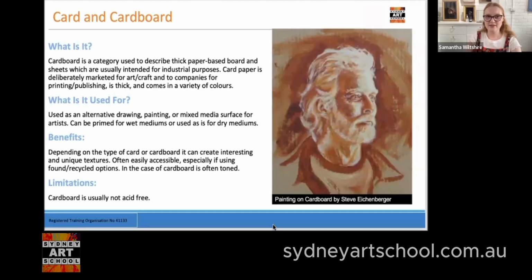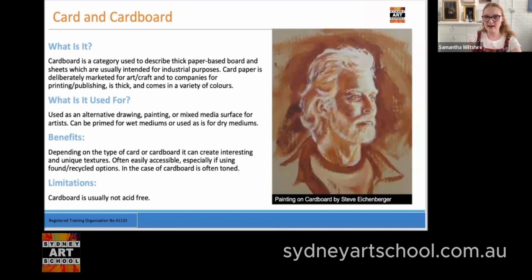And some of the benefits are that, depending on the type of card or cardboard, it could create really interesting and unique textures and outcomes. Often, this is really easily accessible material, especially if you're using found or recycled cardboard. Maybe you've moved house and you've got some leftover cardboard boxes. How could we maybe use those for our practice? And in the case of cardboard, it's often already a nice toned surface as well.